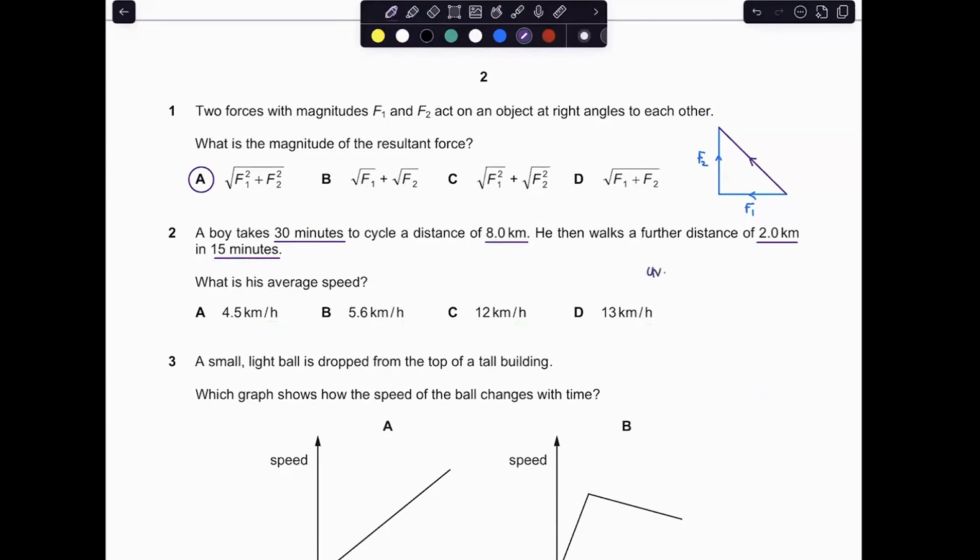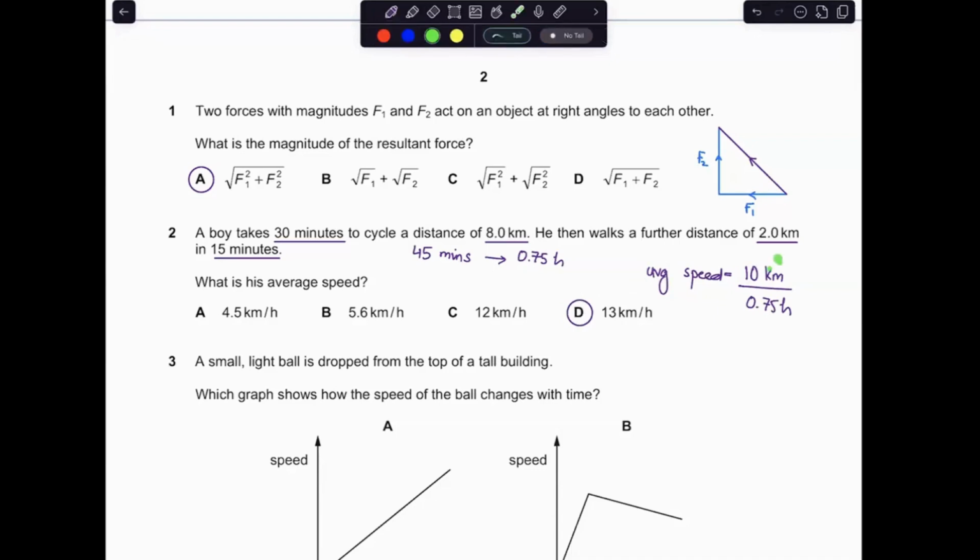Again, this should be a straightforward problem. The average speed is just the total distance over the total time. Total distance is 8 plus 2, so that's 10 kilometers. The total time is 30 minutes and then 15, so a total of 45 minutes. If we convert that into hours, that would be 45 over 60, which is 0.75 hours. So 10 over 0.75 hours, and that will give us about 13 kilometers an hour.